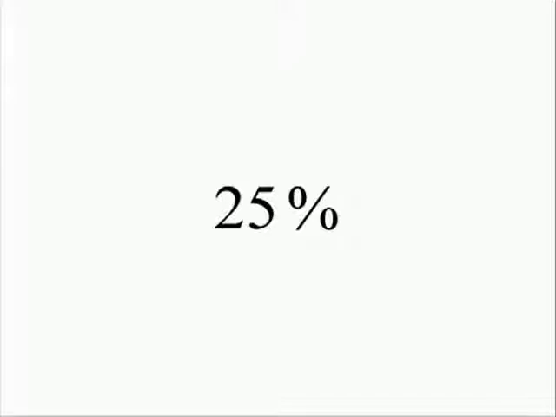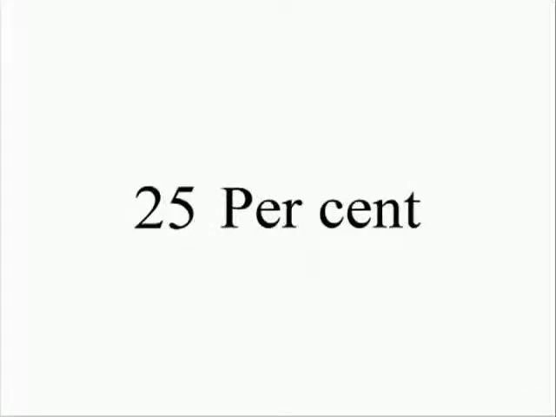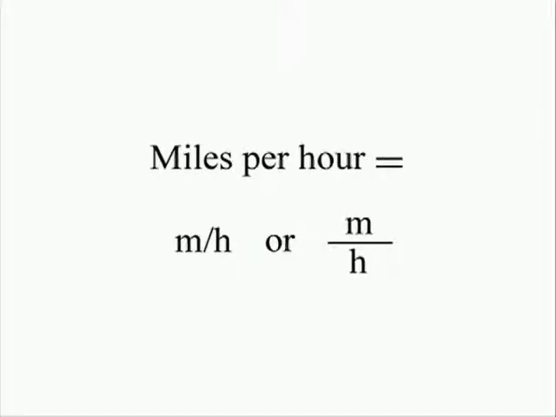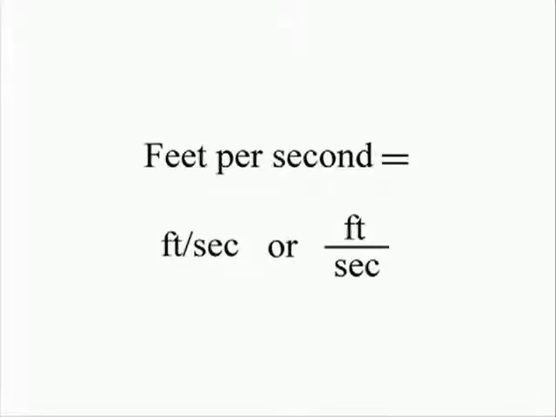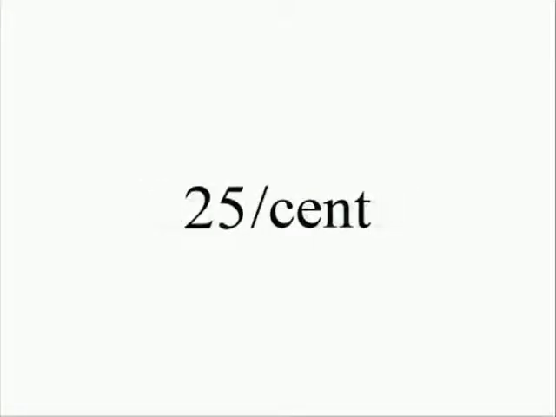Let's look at the number 25% again. Look at the percent symbol. That's really just shorthand notation for the word percent. Now let's break up the word into two parts, per and cent. When you talk about things like miles per gallon, you can write it as you state it like this. Or miles per hour would be written like this. Or $2 per pound would be written this way. Or feet per second would be written like this. You'll notice that the word per is written as a slash symbol or the fraction line. So let's replace the word per with the fraction slash line.